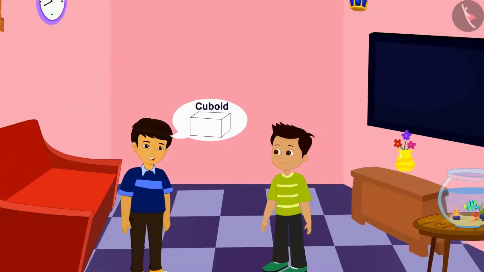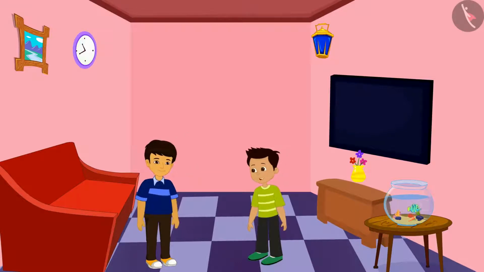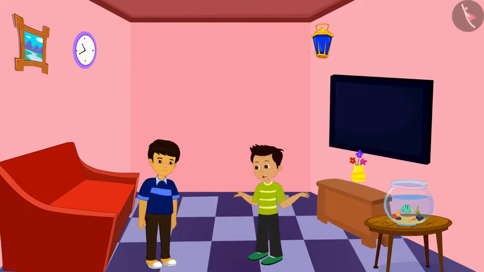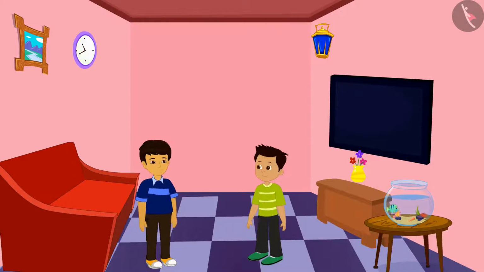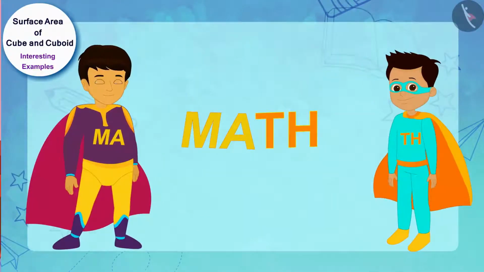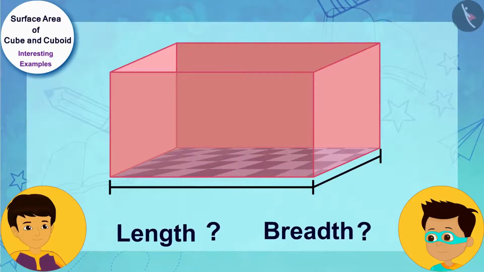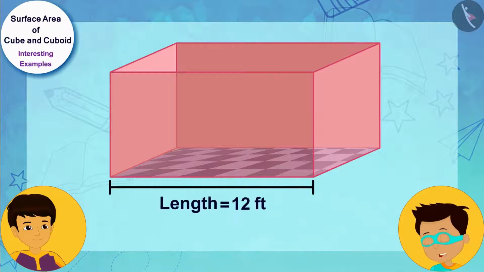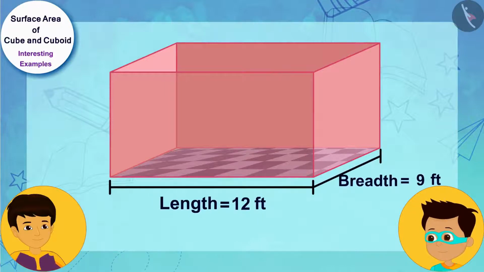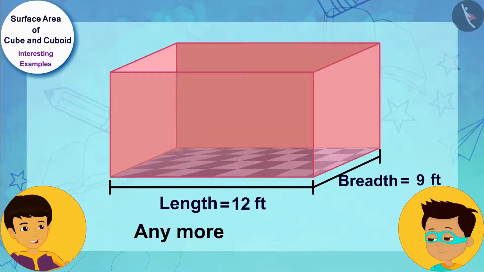The walls of your cuboid-shaped room seem to be very high. How tall are they? I don't know. Can we find it? Absolutely. We can find it by using mathematics. It is math time! Let's measure the length and breadth of this room. The length of the room is 12 feet and the breadth is 9 feet. Do you have any more information related to this room?